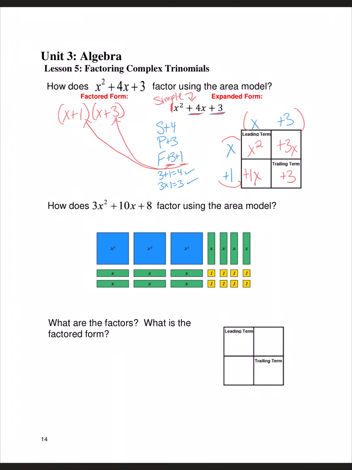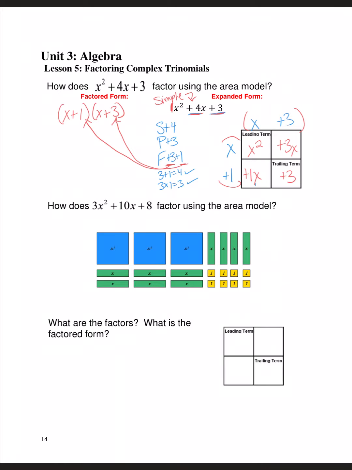But as soon as we introduce a coefficient, or a number, on our x squared, the way we go about factoring that trinomial is a little bit different. So let's take a look at a more complex trinomial, and we'll look at, again, how we make that work in terms of our area model in a rectangle. So how does 3x squared plus 10x plus 8 factor using the area model?